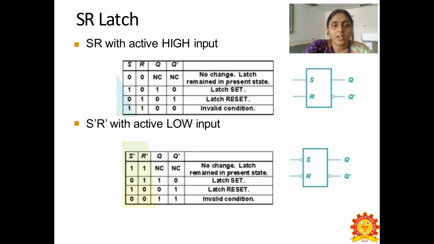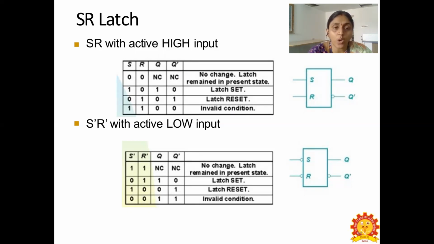And here is the SR latch with active high input, where we can say 0, 0 given as input for S and R, then there is no change in Q value and Q dash value. So the latch will remain in the present state. There will be no transition in the output values. So the output values retain the present state.